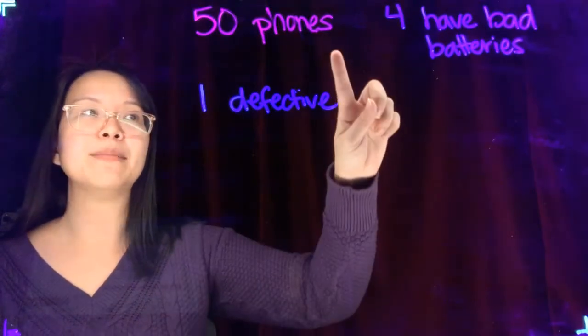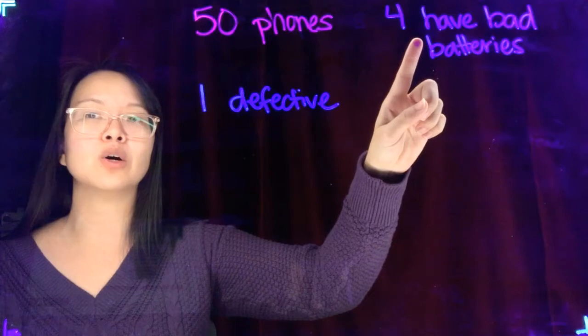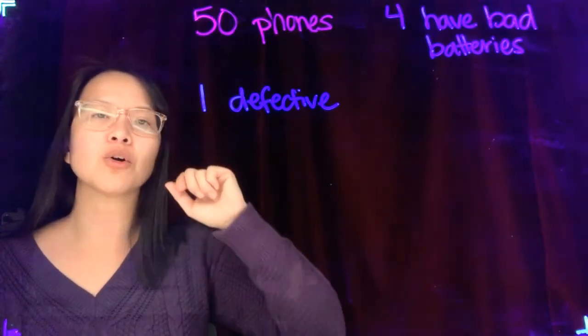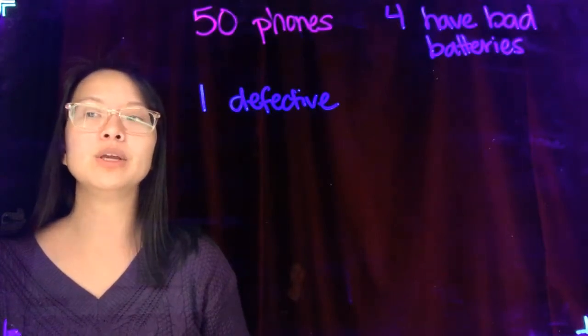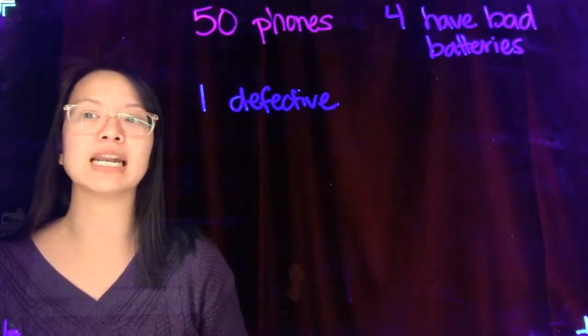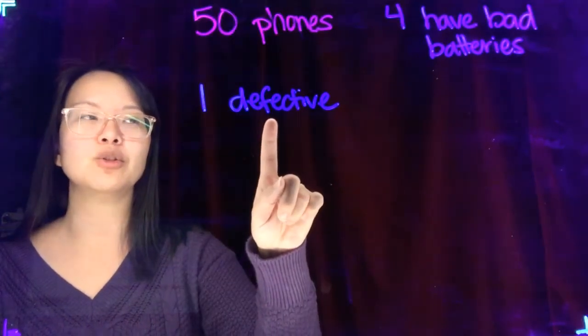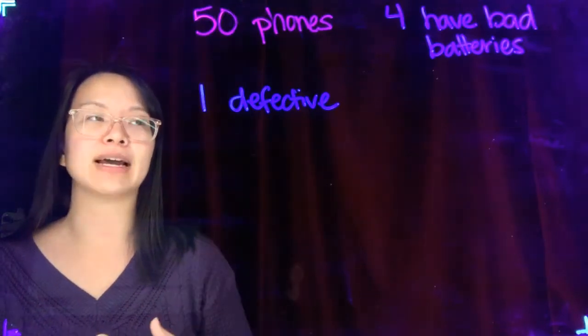So let's say we've got a batch of 50 cell phones and it contains 4 phones with a defective or bad battery. So if the phones are randomly sampled from the batch and inspected one at a time, we will be calculating a couple of different scenarios. So let's say in our first situation, we want to know the probability that the first cell phone is defective.